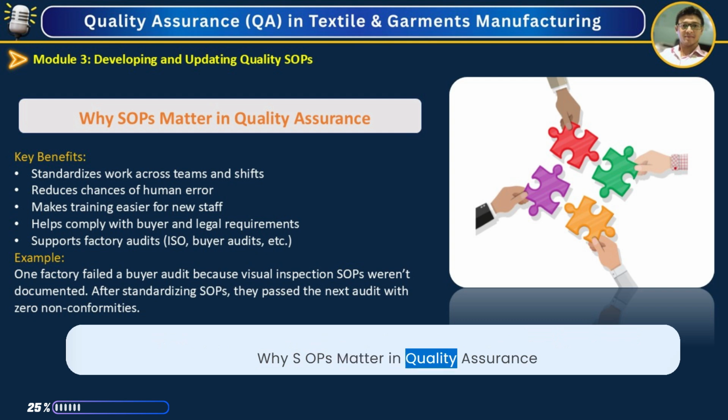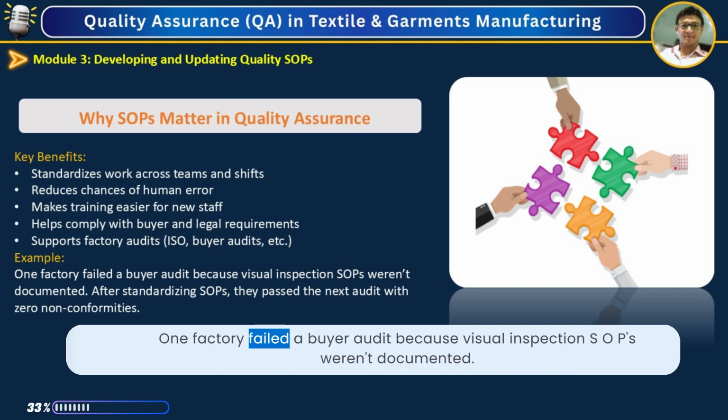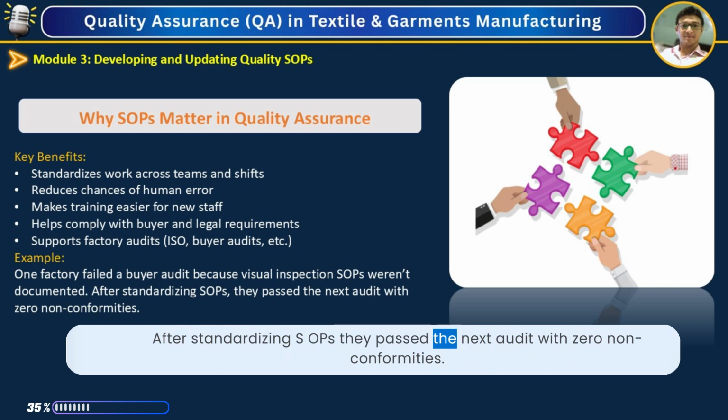Why SOPs matter in quality assurance? Key benefits: standardized work across teams and shifts, reduces chances of human error, makes training easier for new staff, helps comply with buyer and legal requirements, supports factory audits like ISO, buyer audits, etc. Example: one factory failed a buyer audit because visual inspection SOPs weren't documented. After standardizing SOPs, they passed the next audit with 0 nonconformities.